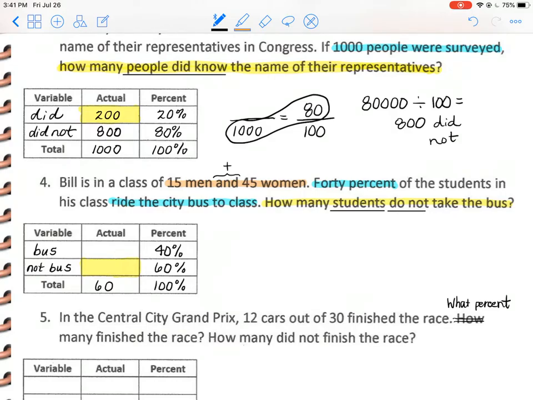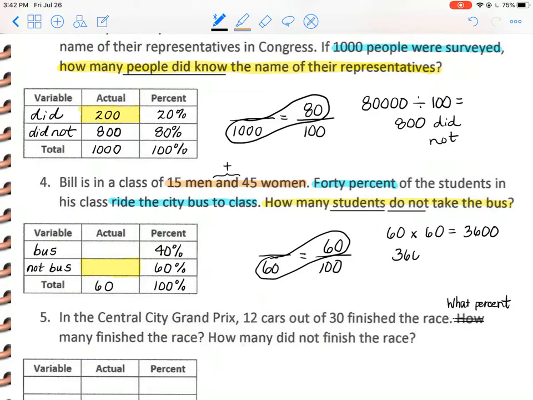But we know enough to do what we need to, because we want that yellow box to be included. There's my proportion. So I'm going to say something over 60 equals 60 over 100%. So let's do the peanut. And you've got 60 times 60. That's 36 and 2 zeros.